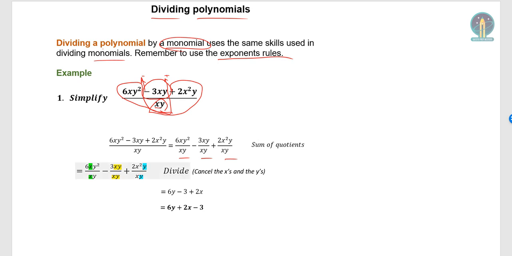So here we have 6xy squared divided by xy. X's cancel, and then this y cancels with one of these two y's. So we have 6y. Minus 3xy divided by xy: x cancels with x, y cancels with y, so we have 3. And then plus 2x squared y divided by xy: y cancels with y, x cancels with one of the x's, so we have 2x. Okay, so we have 6y plus 2x minus 3.